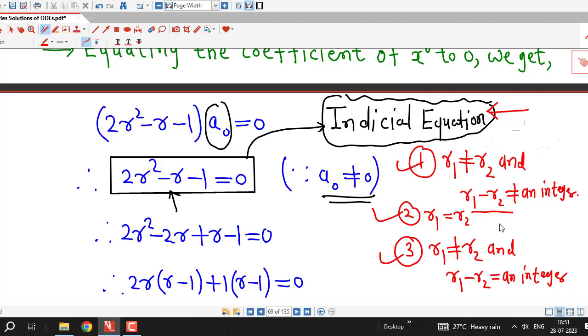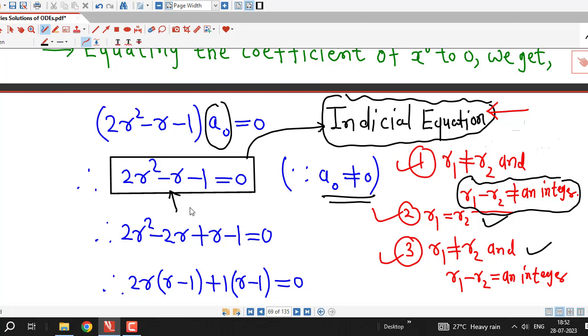In this lecture we are going to discuss the first case, in which our solution will be in such a way that the difference of R1 and R2 is not an integer. And if the difference of R1 and R2 is not an integer, then how to write down the Frobenius solution, that we are going to discuss in this lecture. The rest of the two cases we will discuss one by one in upcoming lectures.